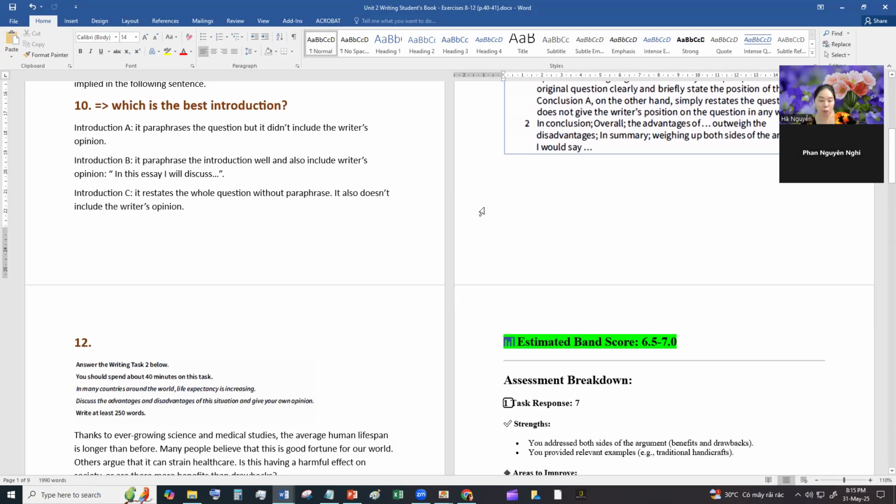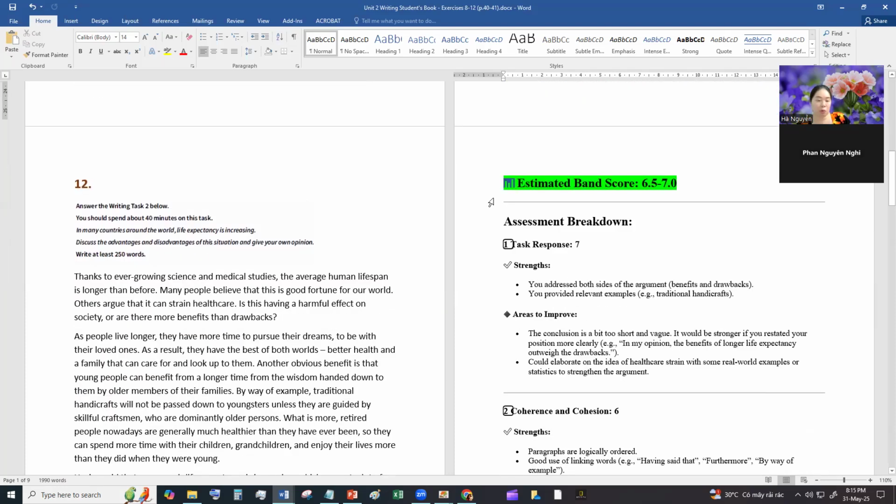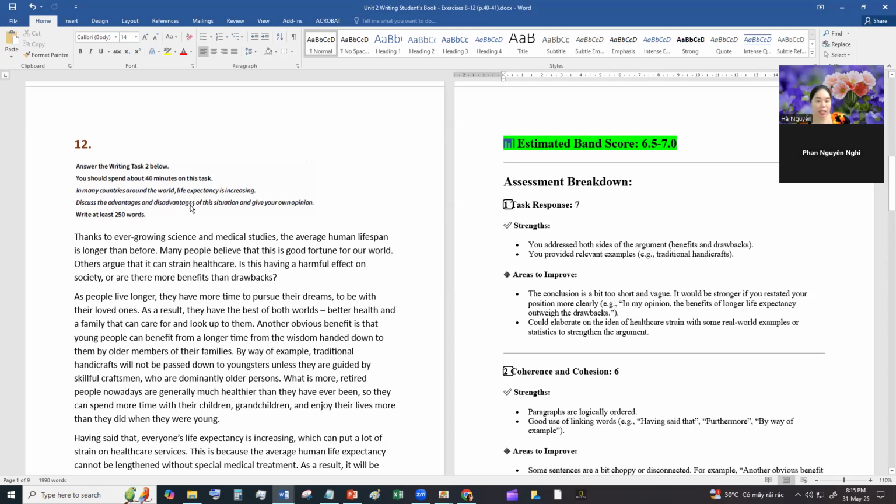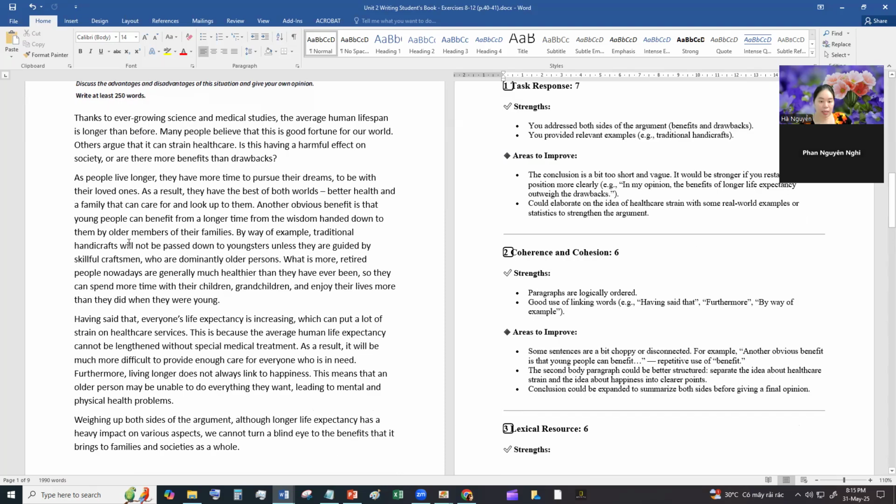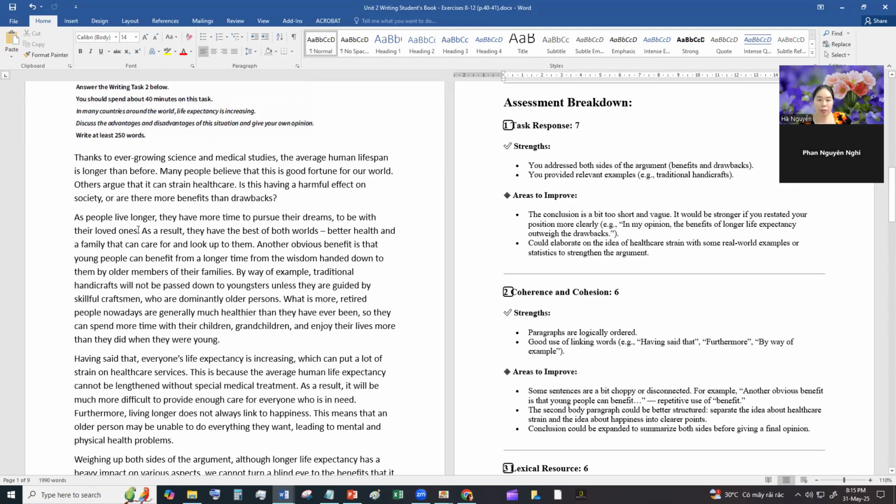All right, and for your writing, I would say it's around the 6.5, 7.0 band score. First off, for the task response, you did really well. Discuss the advantages and disadvantages of this situation and give your own opinion. So you did well. You even added a question, which is also an effective sentence type in IELTS writing essays. Okay, so for your task response, you've addressed both sides of the argument with relevant examples.